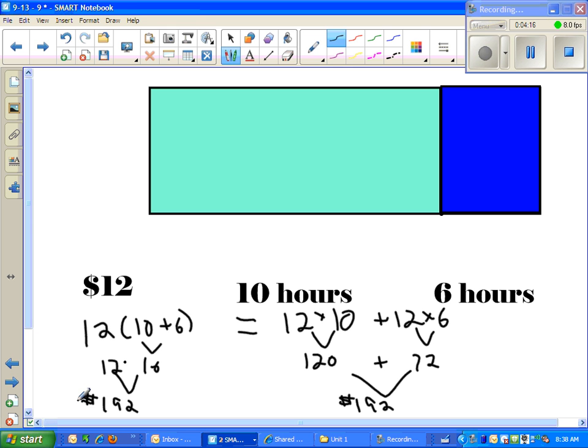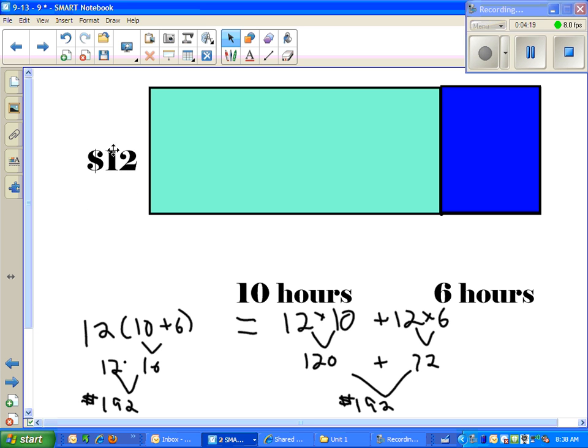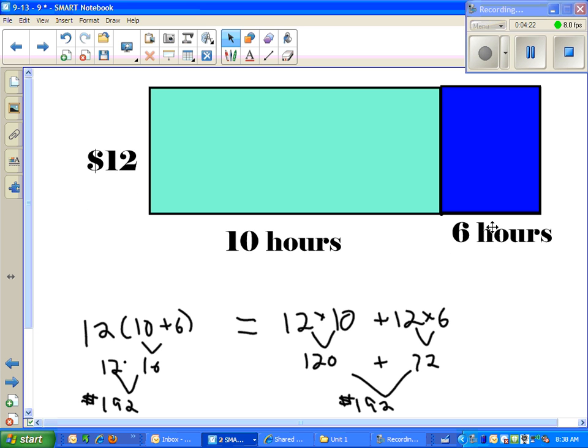So I left the rectangle picture on here just so you could see that you could apply the model from the previous page. Still have your equivalent expression. $12 for 10 hours, $12 for 6 hours, add them together. Or 10 hours plus 6 hours, once you find that, multiply it by 12 hours. Either way, this is a pretty basic intro to the distributive property, where you're setting up an equivalent expression either using multiplication first or addition first, then multiplication. Either way, we're going to come up with the same answer.